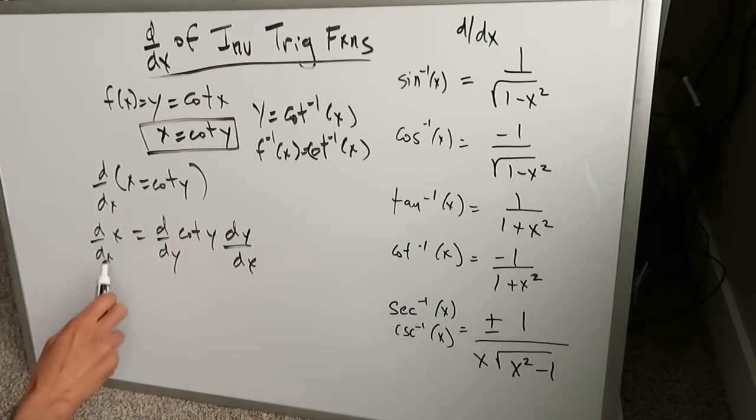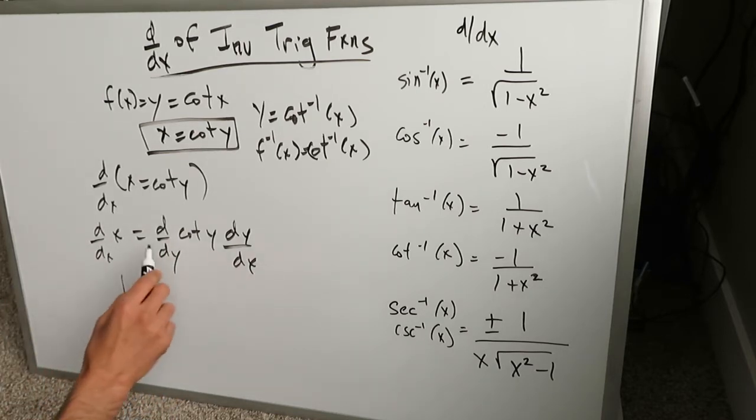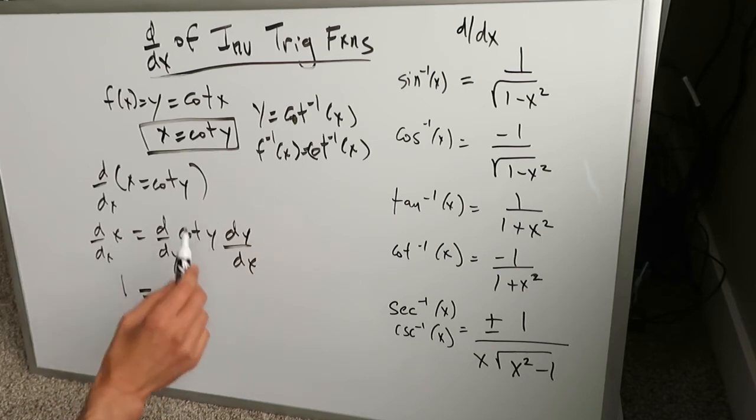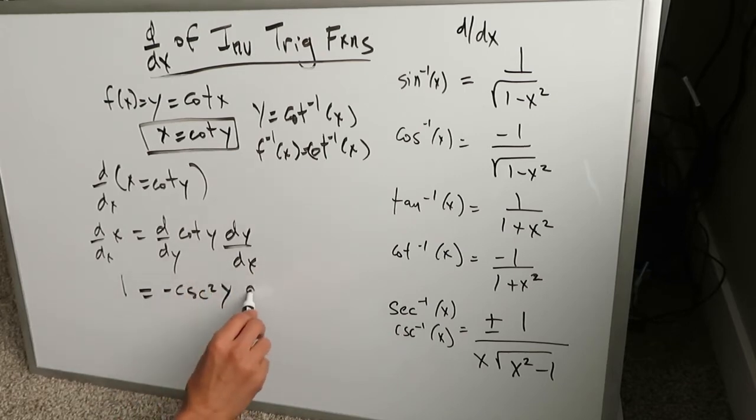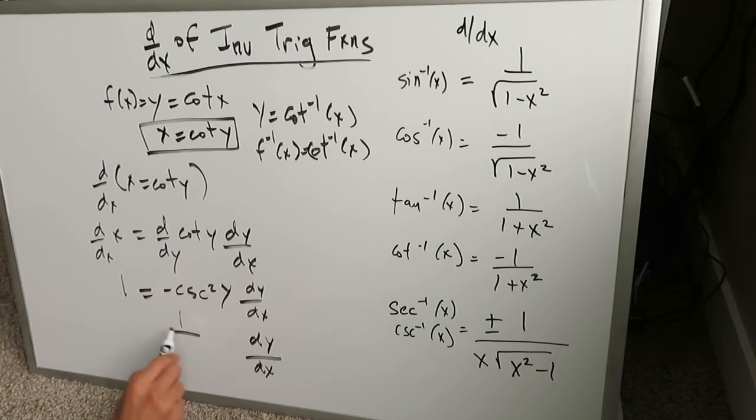You do the derivative over here, x becomes a 1. The cotangent derivative, as you remember from yesterday's lesson, is a minus cosecant square, and we have to use y because we're using the y variable, dy over dx. You have to solve here for dy over dx, derivative of y in terms of derivative of x. You get 1 over, let's say minus 1 because you have a minus, cosecant square y.